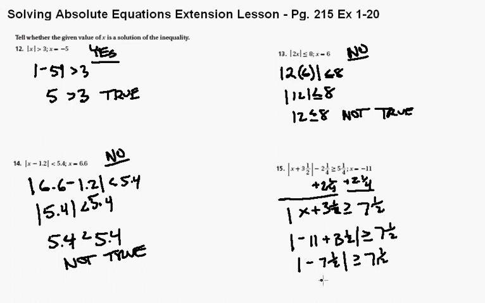Well, the absolute value of negative 7.5 is 7.5. So is 7.5 greater than or equal to 7.5? The equal to is the key here, and the answer is true. It makes it a true statement. Therefore, the answer is yes.